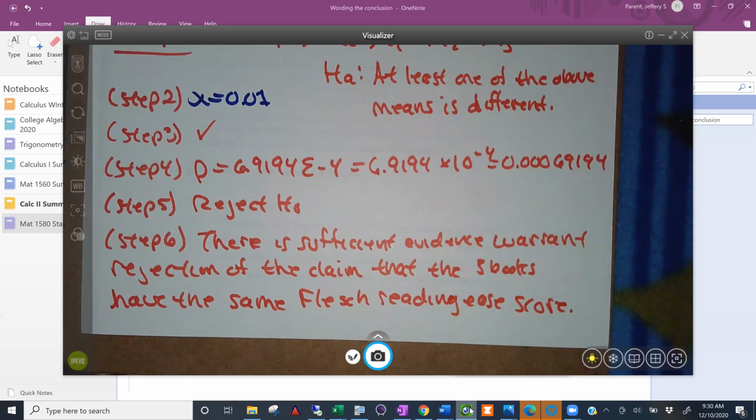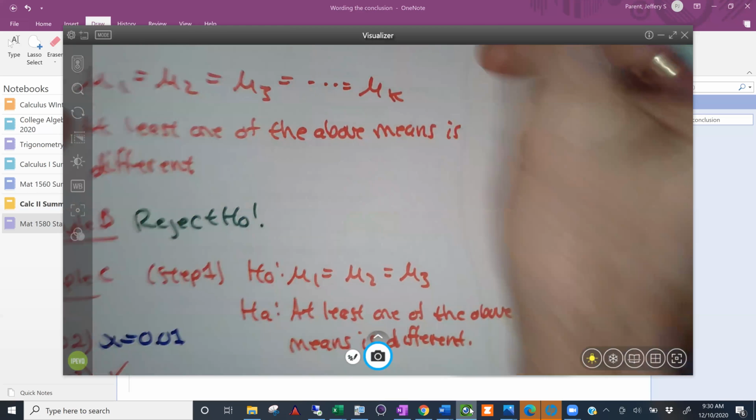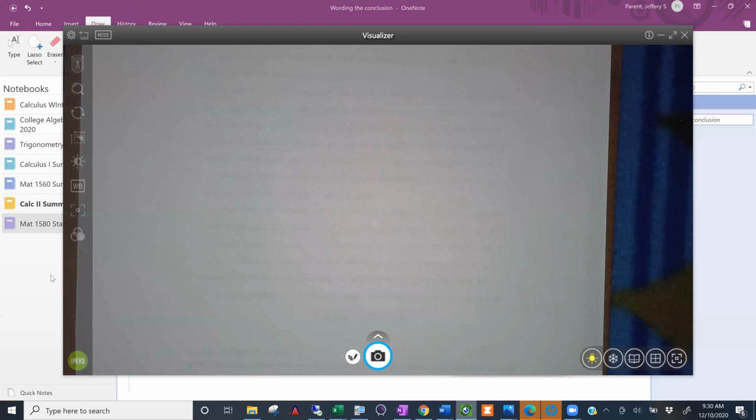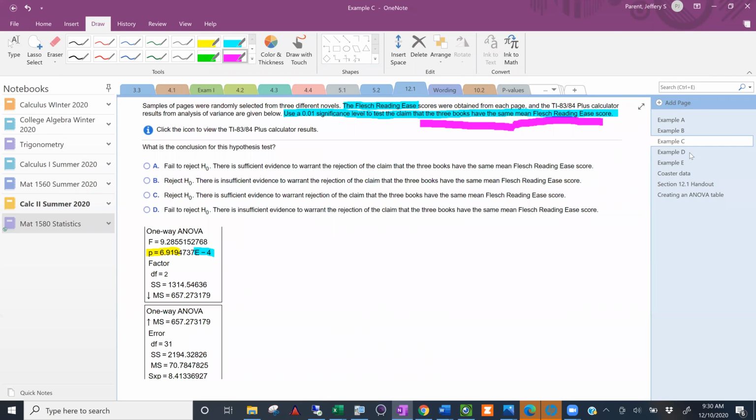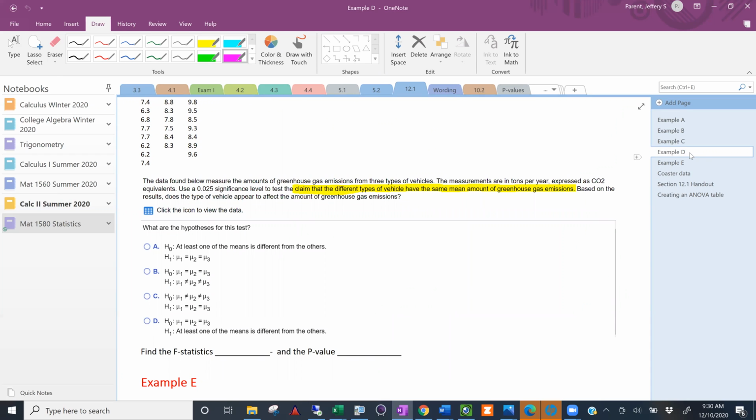Okay, let's move on to example D, 12.1. The data below measures the amount of greenhouse gas emissions from 3 types of vehicles. The measurements are in tons per year expressed as CO2 equivalents. Use a 0.025 significance level to test a claim that the different types of vehicles have the same mean amount of greenhouse gas emissions. Based on the results, does the type of vehicle appear to affect the amount of greenhouse gas emissions?